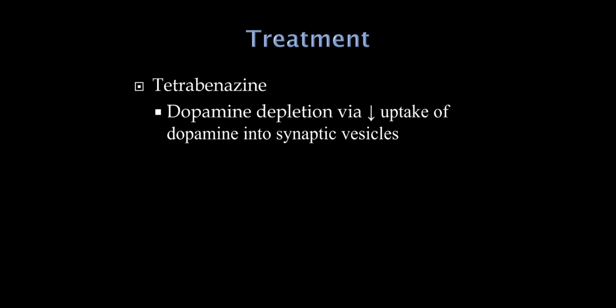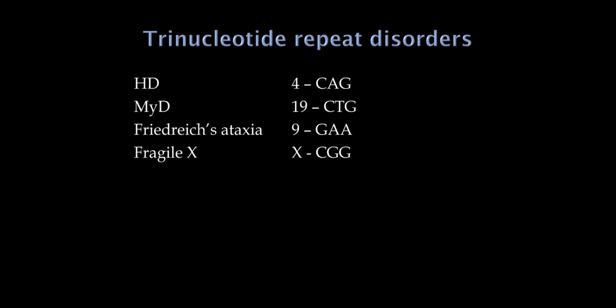So tetrabenazine is an effective medication for the choreiform movements, and this is a dopamine depleter, and it acts by blocking the ability of dopamine to get transported into the synaptic vesicles. It works very well. The biggest downside is it can cause depression, and since depression and potential for suicide is such an issue for Huntington's, that can be a limiting factor for treatment.